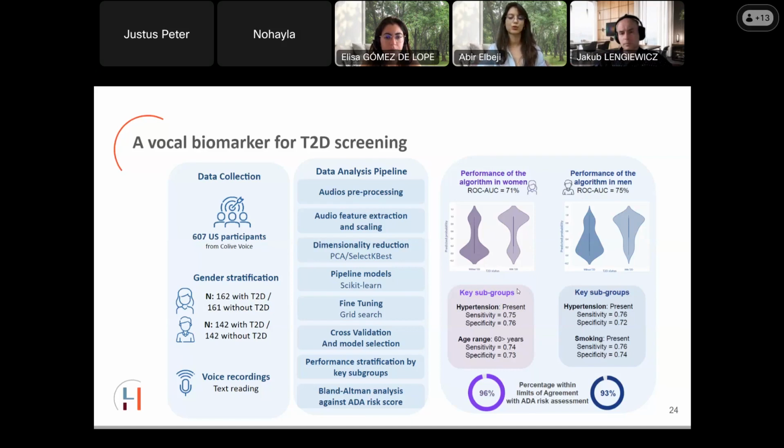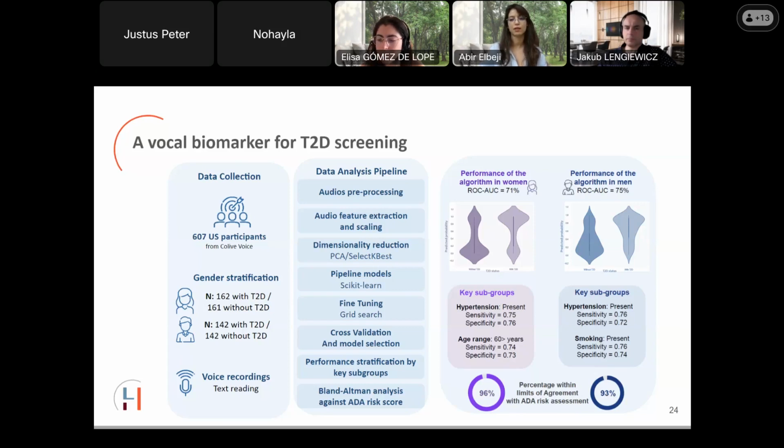And for the key subgroups, it was really interesting to see that the presence of hypertension for both females and males increased the performance of the algorithm to classify people with type 2 diabetes or not. There's also the age factor for females, where females older than 60 years old had better performances, where the algorithm was better at classifying females over 60 with type 2 diabetes. And finally, with the Bland-Altman analysis, we found good agreement for both genders: 96% for the female algorithms and 93% for the male algorithms.